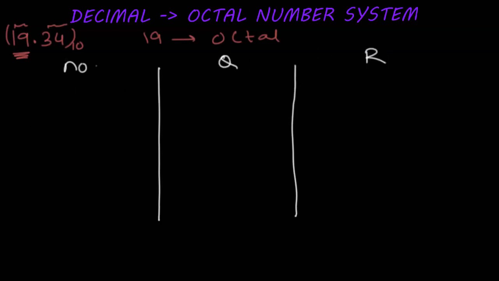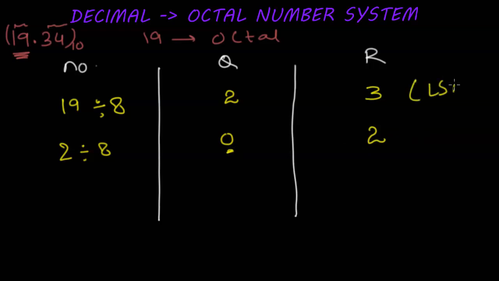So what do we have? We have 19, which we are going to be dividing by 8. So we have 8 2s are 16. So my quotient 2. And what is my remainder? Which is 3. Now again, 2 divided by 8. This is not possible. So quotient is 0. And the remainder is 2. We cannot go any further because the quotient has reached 0.